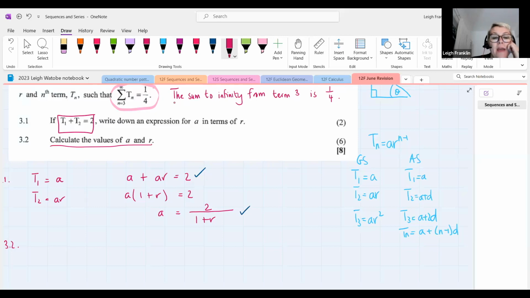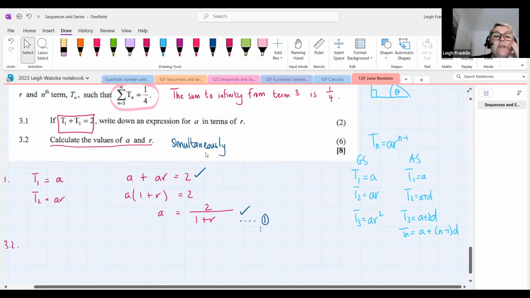Okay, so they've given us, or we've created, essentially one equation that we're going to need. If they tell us to solve for A and R, we're going to have to do it simultaneously. We've already got equation number one: we know that A is equal to 2 over 1 plus R.